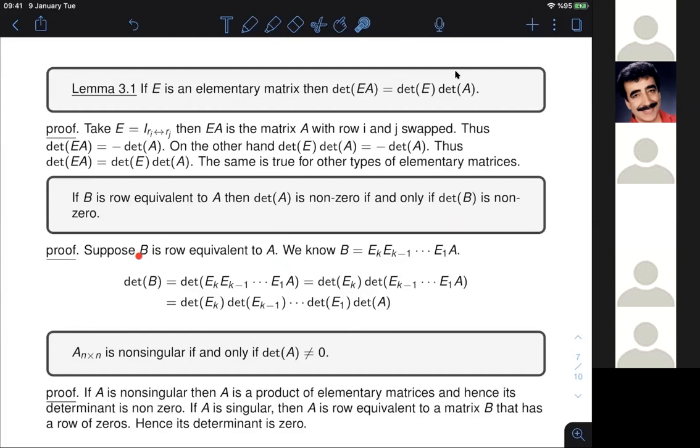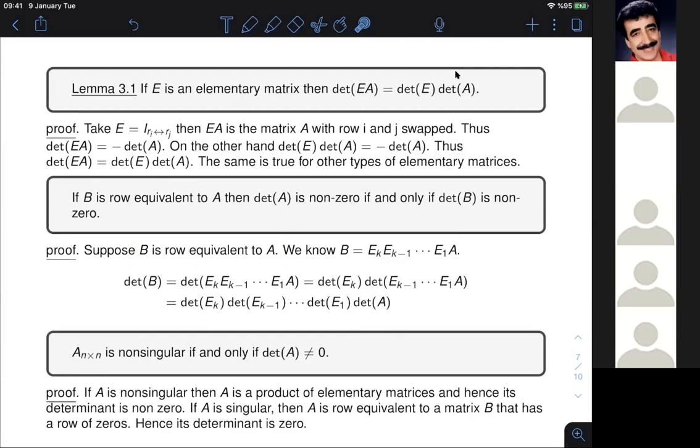And if B is row equivalent to A, then A is also row equivalent to B, because each elementary row operation can be inverted. Now the last sentence I said, B can be obtained from A by using elementary row operations, is the same as saying that B is a product of elementary matrices times A, because each elementary matrix represents an elementary row operation.